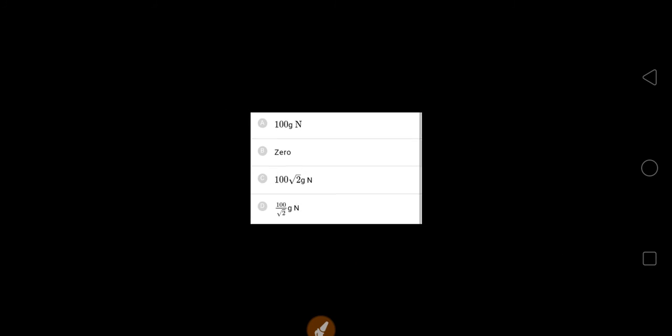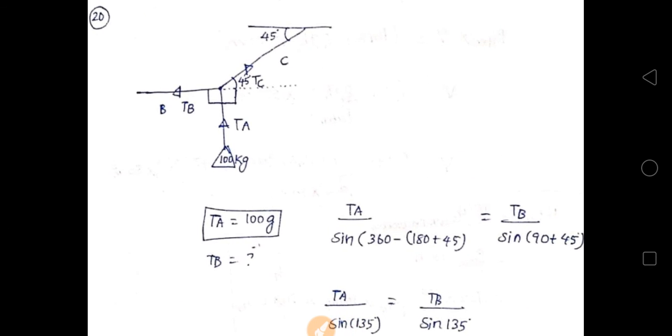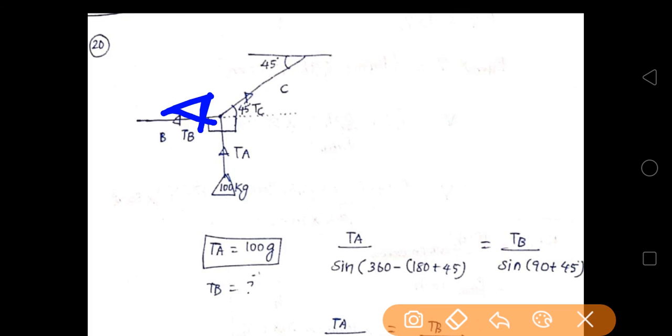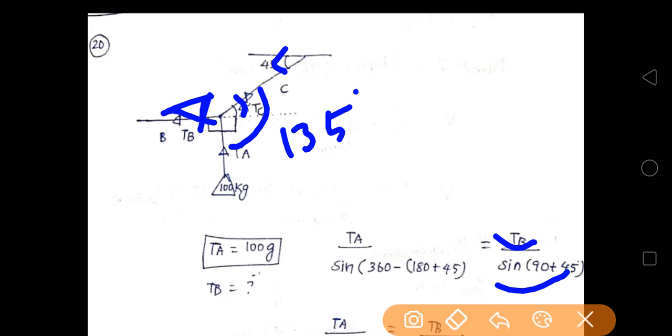So these are the four options. How to do this? Very simple sum. So TA, TB, TC are always away from the object. For this object, it is like this. Now this angle. What is this TB? This force TB into its opposite angle. So TB by what is this opposite angle? 135 degrees, that is 90 plus 45, because alternate interior angles are equal, 45, 45. So sine of 90 plus 45.